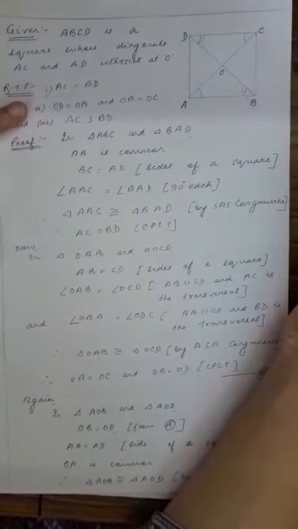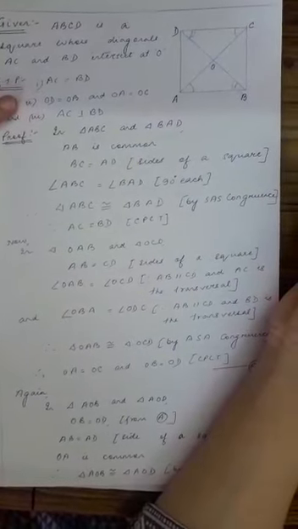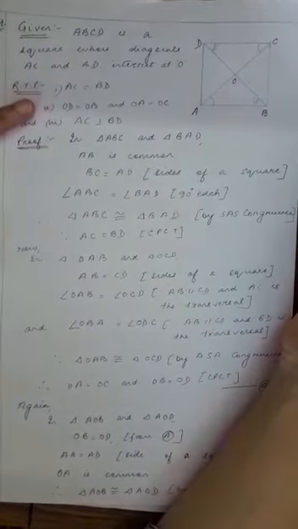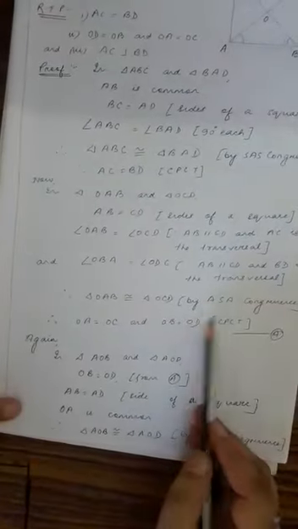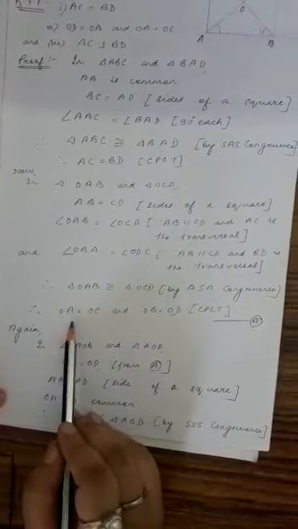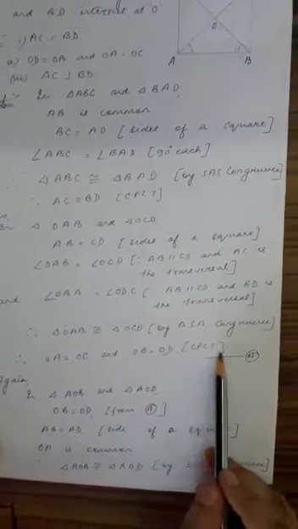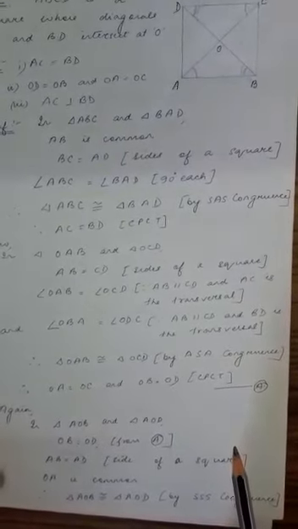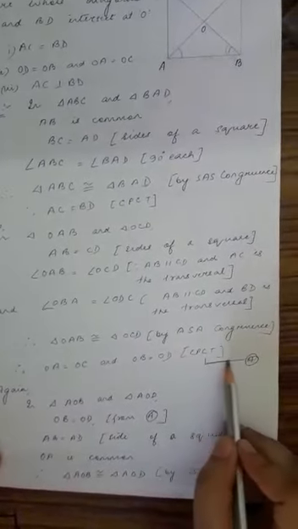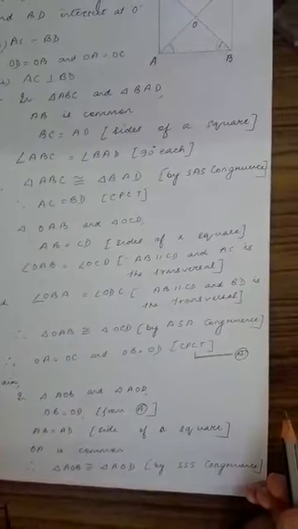Now since these three criteria are met, we can say that triangle OAB is congruent to triangle OCD by ASA congruency. So if these two triangles are congruent, then OA is equal to OC and OB is equal to OD by corresponding parts of congruent triangles, CPCT. Now I keep this one as equation number A.